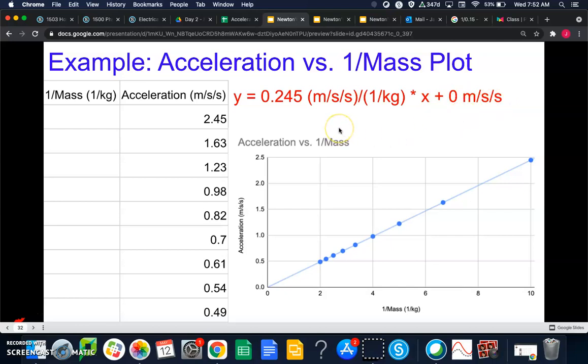So if we translate that into, substitute in the variables from the experiment, we're going to get A equals 0.245 meters per second divided by 1 over kilograms, and then times our x variable, which is 1 over mass, right? We can see that down on the axis here, so I'm putting that in as 1 over m. And then I've just ignored the 0 because anything plus 0 is just itself, right? So I'm just including the front part of this equation. So this is my formula. Now let's find out what it means.